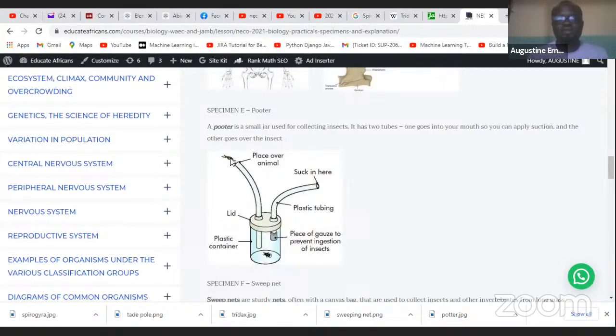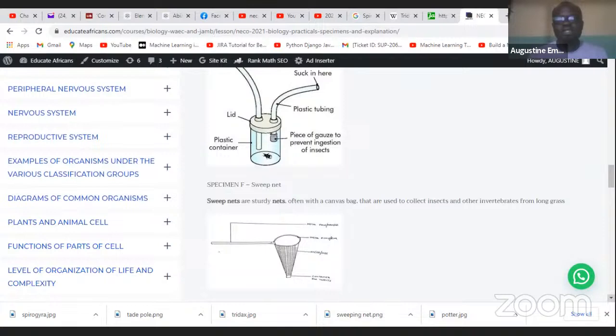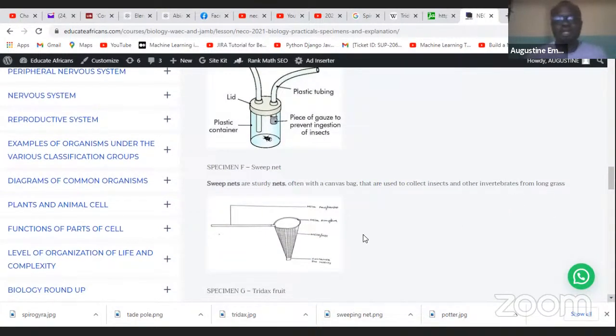Then you talk about the pooter, which is specimen F, simply a small jar for collecting insects. It has two tubes: one goes to the mouth, you suck from here, and place this one close to the insect, which enters from here. You can use this to get insects that are closer, or if the insects are on very long grass, you can simply use the sweep net. The sweep net is a sturdy net, often with a canvas bag, and it is used to collect insects and other invertebrates.